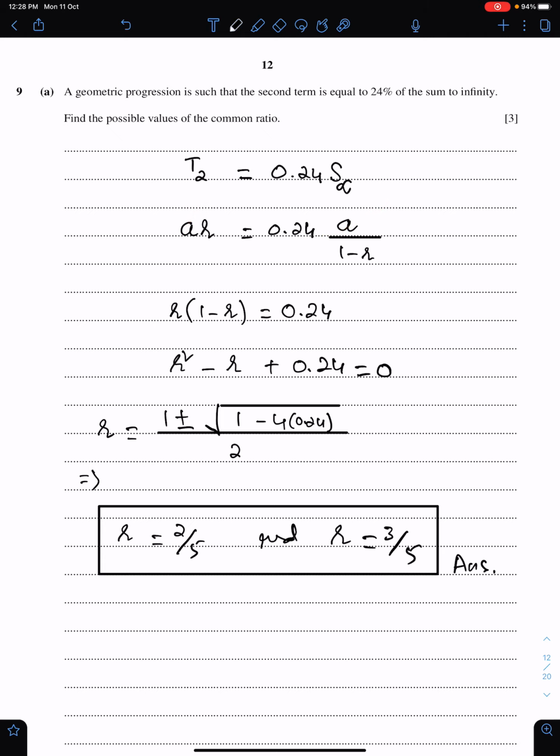We cancelled these two A's and we cross multiplied this 1 minus R. So we have this equation and finally we have this equation. By using the quadratic formula, we have got two values of R. You have to show this working. You cannot write your answer directly from the calculator.